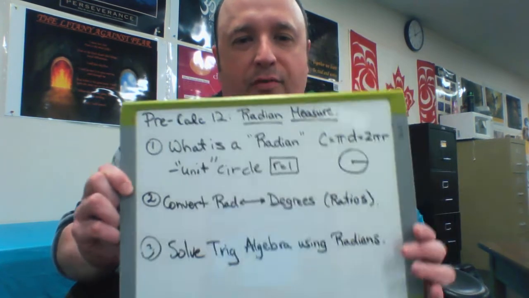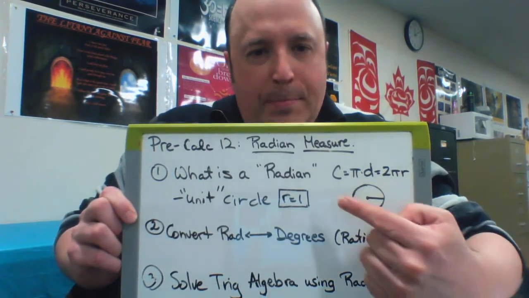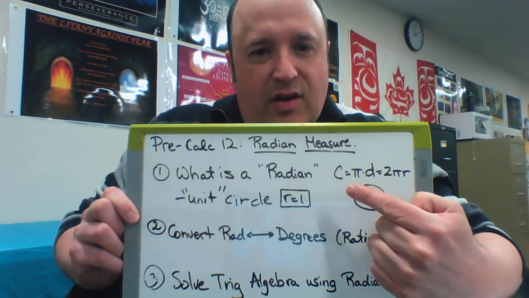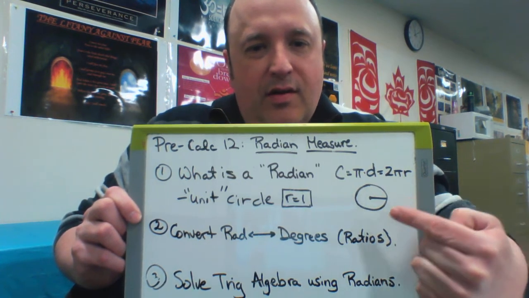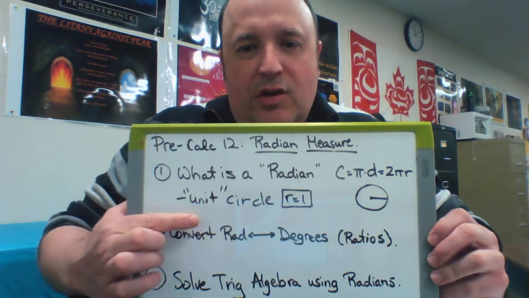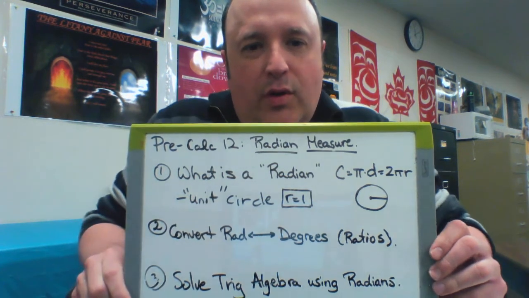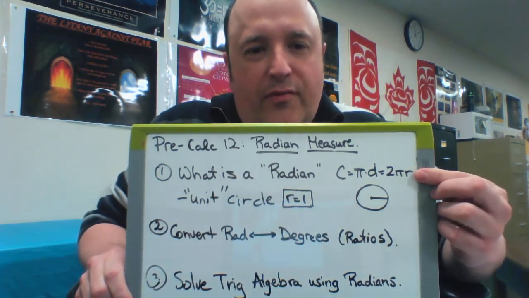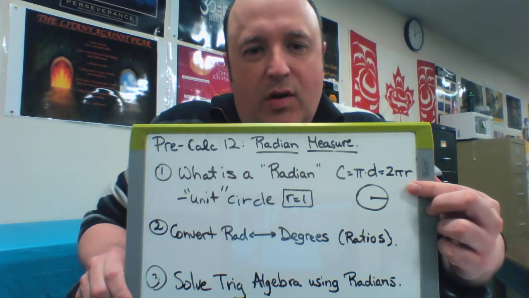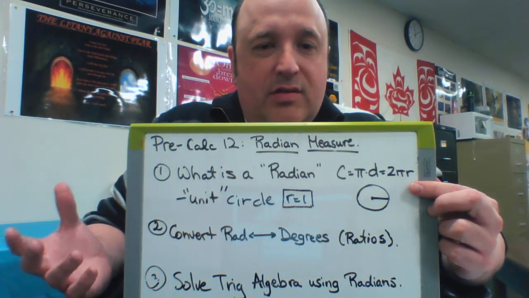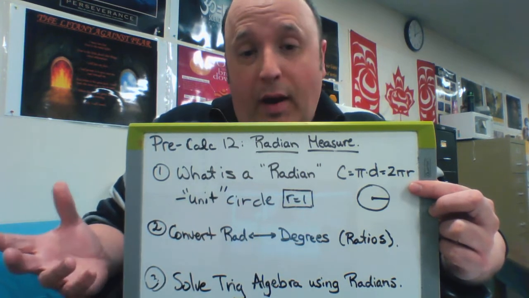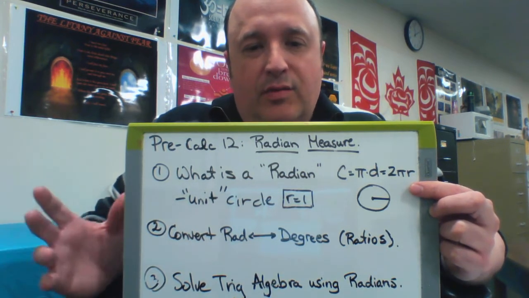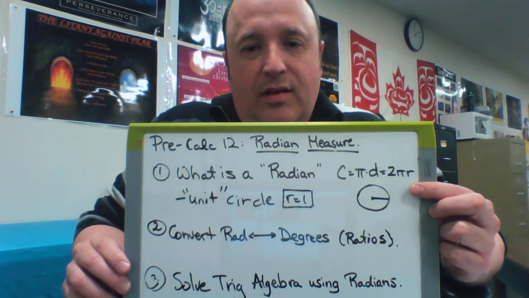You have to remember the formula for circumference of a circle, right? Circumference is equal to pi times diameter, or 2 times pi times r. We're talking about something called the unit circle, and that's a circle with a radius of 1. So if you plug in a 1 for the radius, you get 2 times pi times 1, and the circumference of the circle is 2 pi, and that's a pretty big deal. We'll talk about those things.